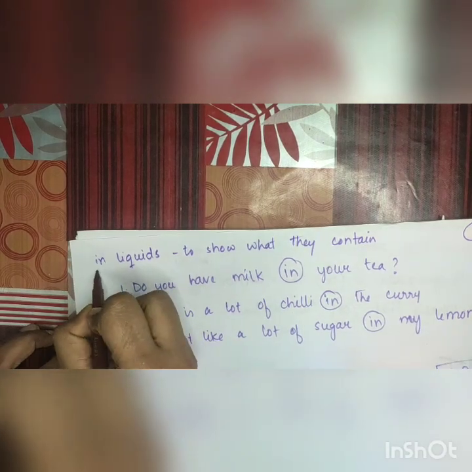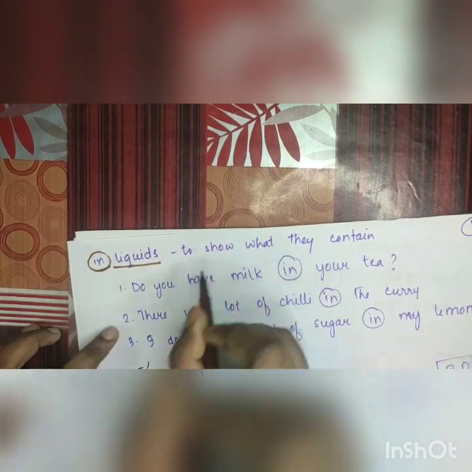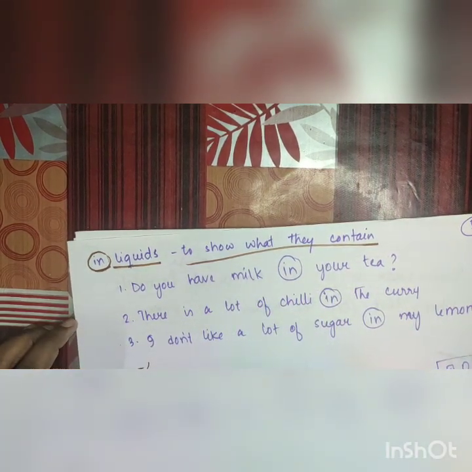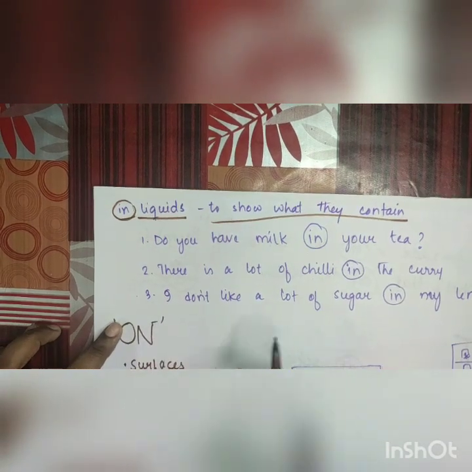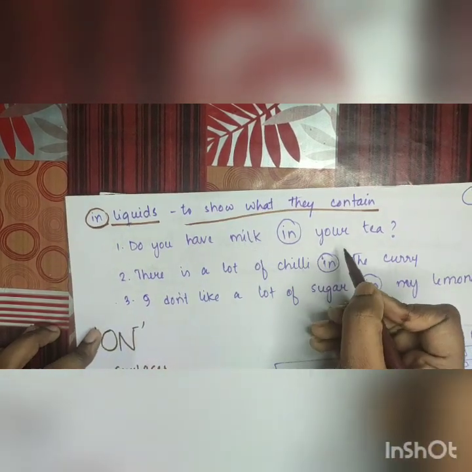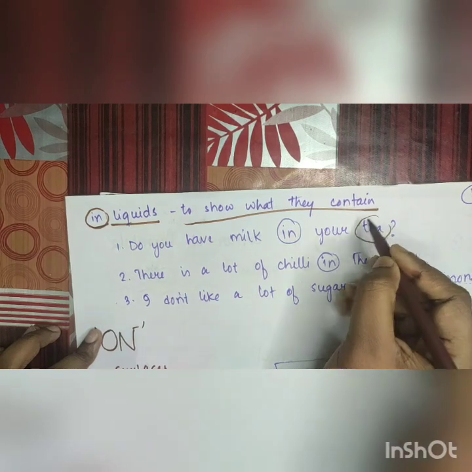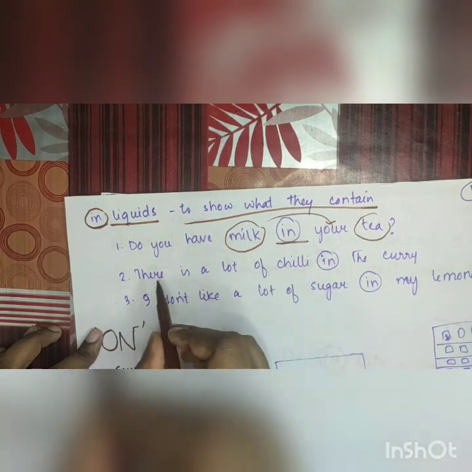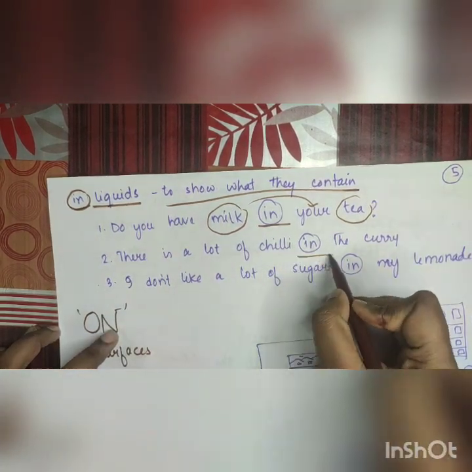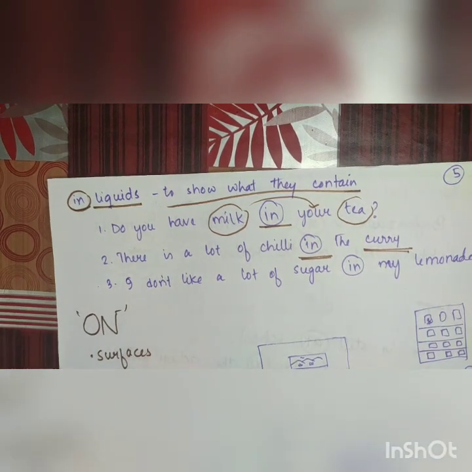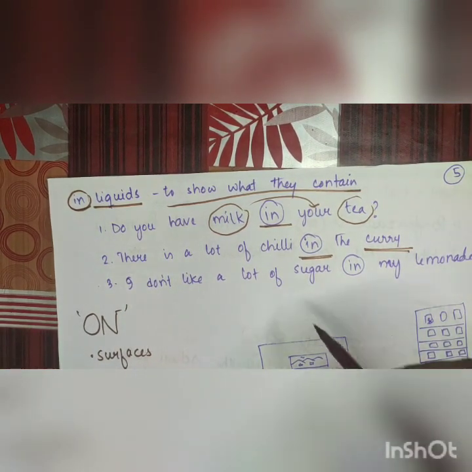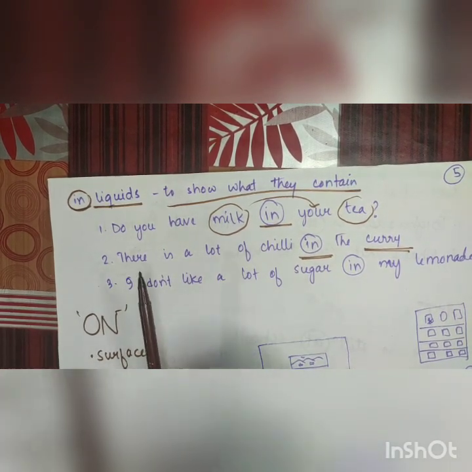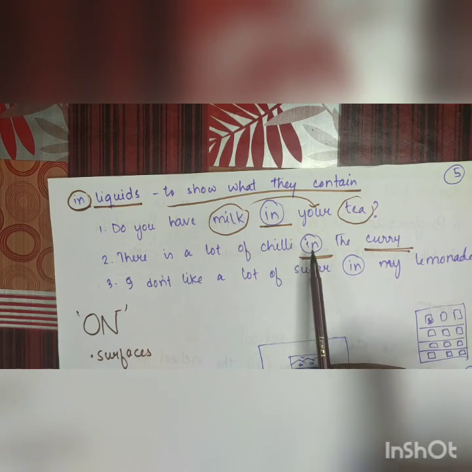In is also used in the case of liquids, to show what they contain. Like one example that we see: do you have milk in your tea? So tea is a liquid and we are talking about whether there is milk in the tea. Okay. There is a lot of chili in the curry. Curry is a liquid one. Curry that you eat, chicken curry or egg curry. So somebody had cooked with a lot of chili. So I am saying that there is a lot of chili in the curry.